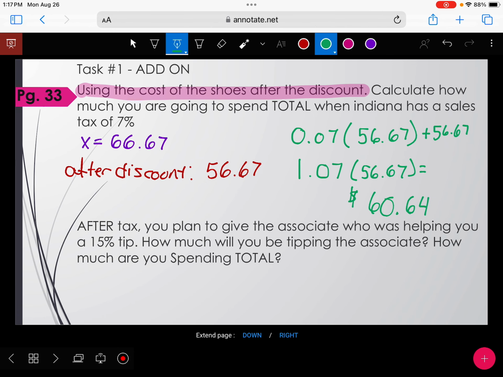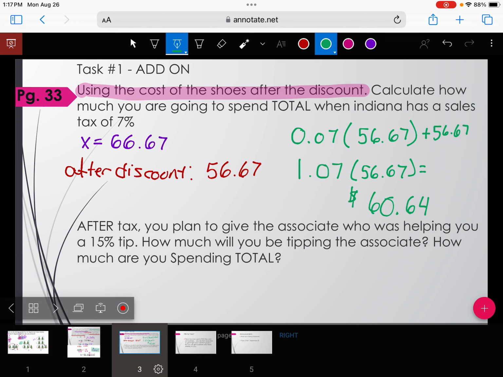So looking at the bottom one here, this is the last one I'm going to make you guys do with me today. So you're planning to give the associate who is helping you a tip, a 15% tip, because we are feeling nice and generous. I'm not.